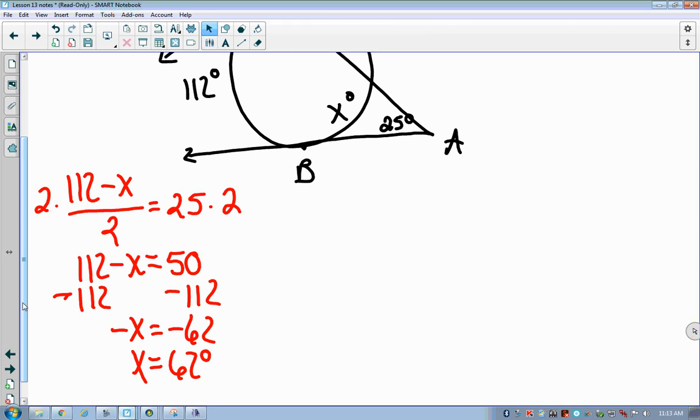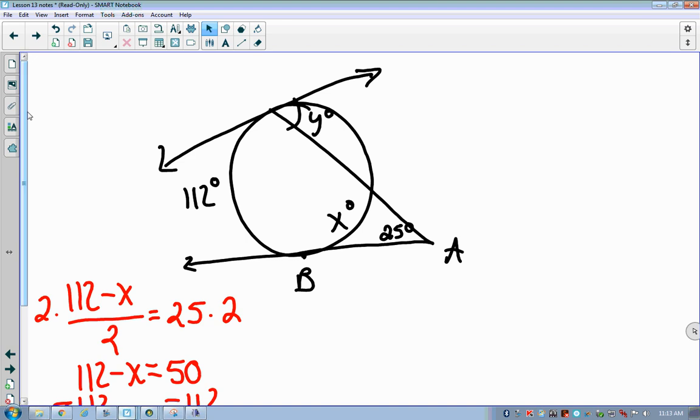Is anybody brave enough to try to see how I could go about y? Maybe this will help you if you see 62 degrees. So we know that this is 112. We know that this is 62. What can I do? Make out the rest of the circle is something that I heard. So how would I find the rest of the circle?